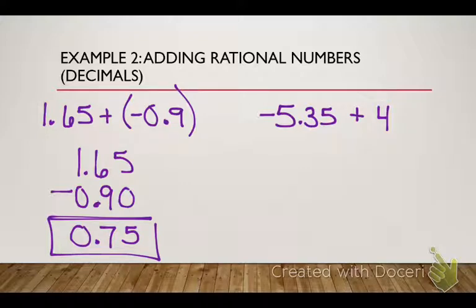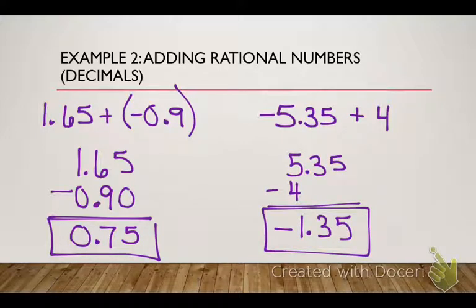Okay, did we add them together or subtract them? Subtract. And is my answer positive or negative? Negative. Because 5.35 was bigger. All right, last example. Example 3.